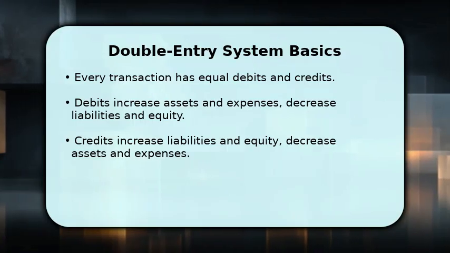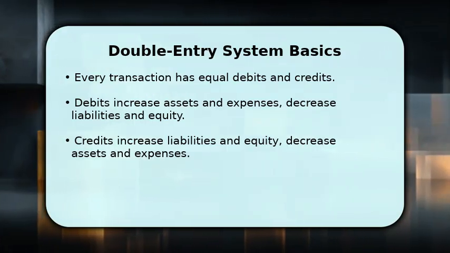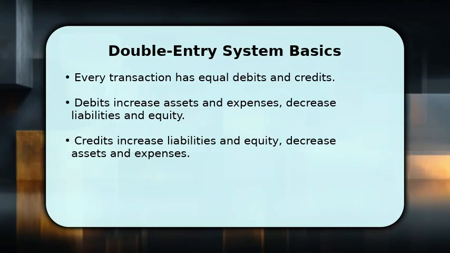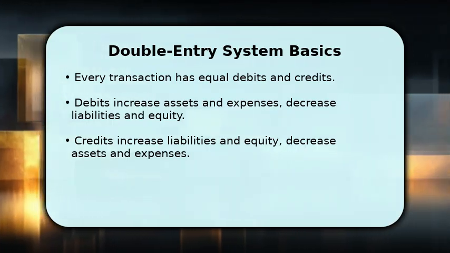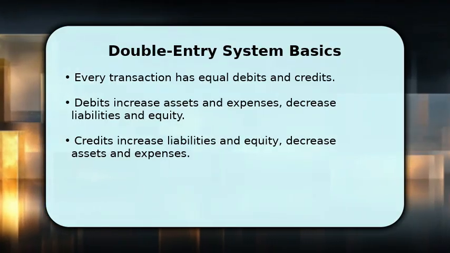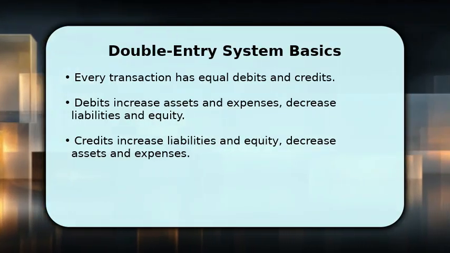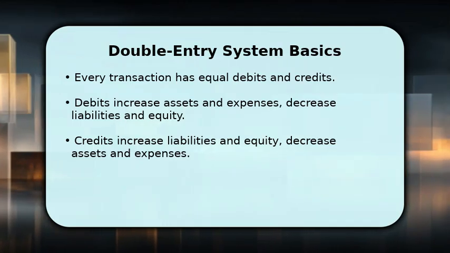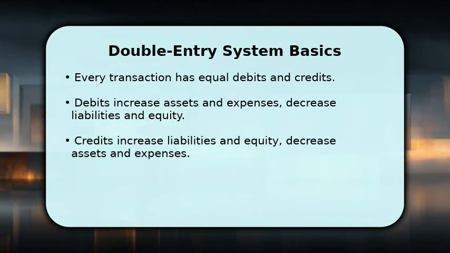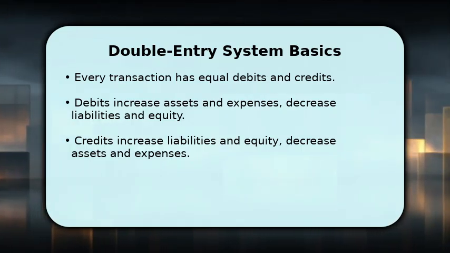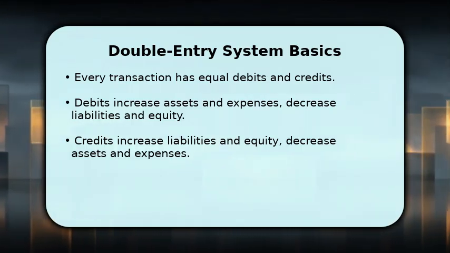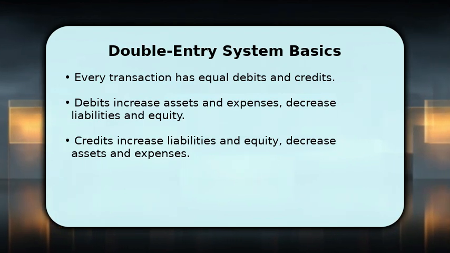The core of ledger posting is the double entry system. This means every financial transaction affects at least two accounts with equal and opposite effects. For example, if you buy supplies for $500 cash, your supplies account increases by $500, a debit, and your cash account decreases by $500, a credit. Understanding debits and credits is fundamental to correctly recording these movements in your ledger.